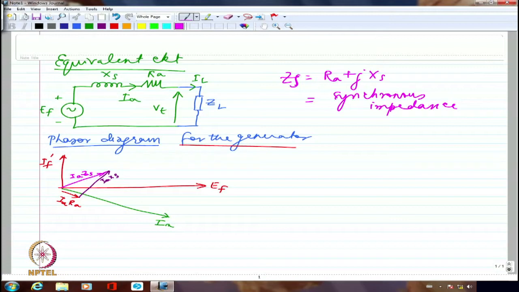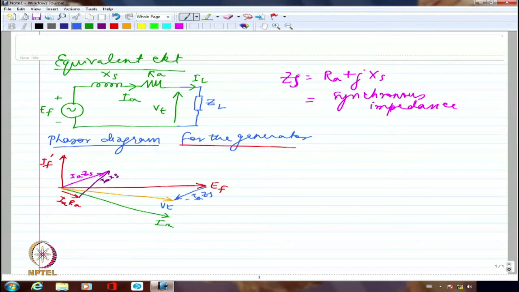Only then I will get what is known as VT. So I can say that I have to just draw a vector which is probably in the opposite direction. So this is IAZS with the negative sign. This is going to be IAZS. So when I am looking at the resultant, this is going to be the resultant when I add EF to minus IAZS, and that is what is my VT. So this is going to be the terminal voltage VT. Right? So this is the case when I'm talking about the generator.